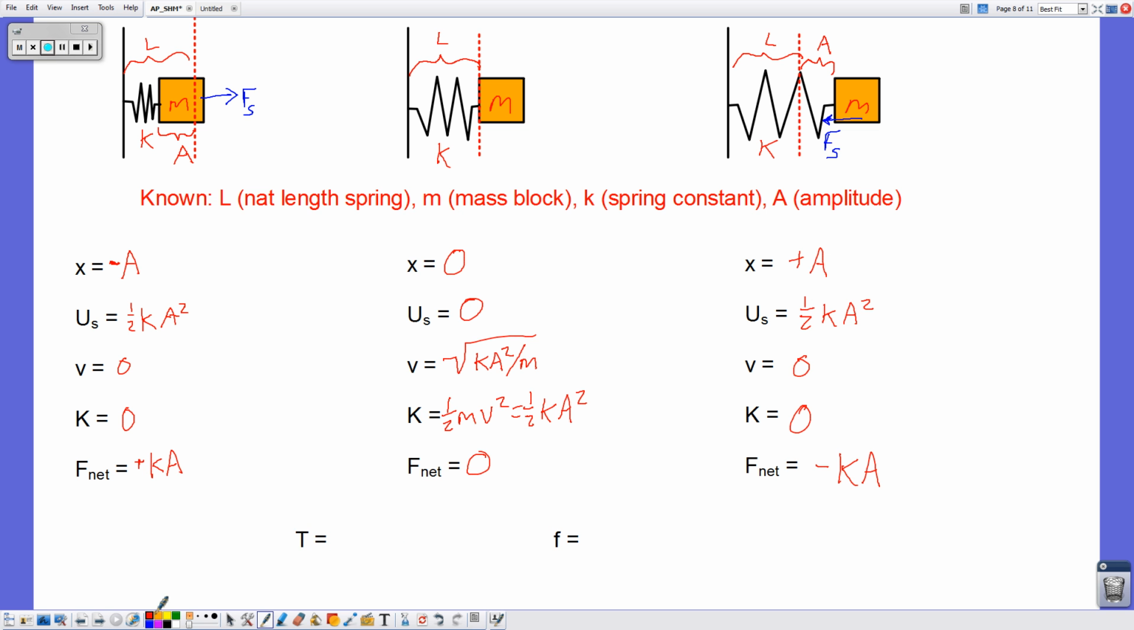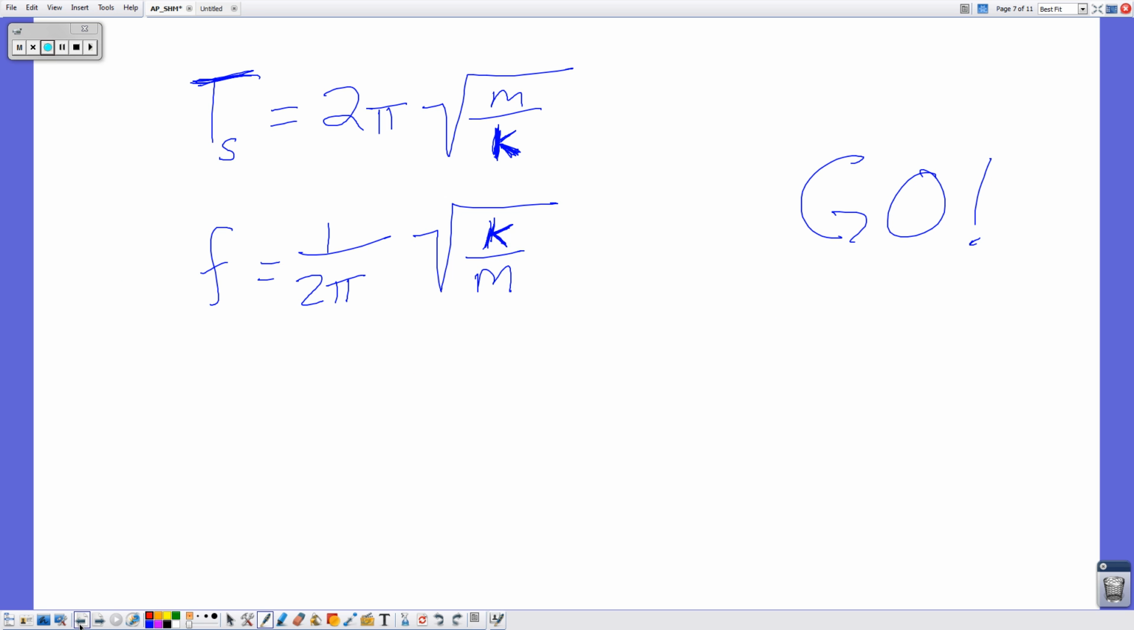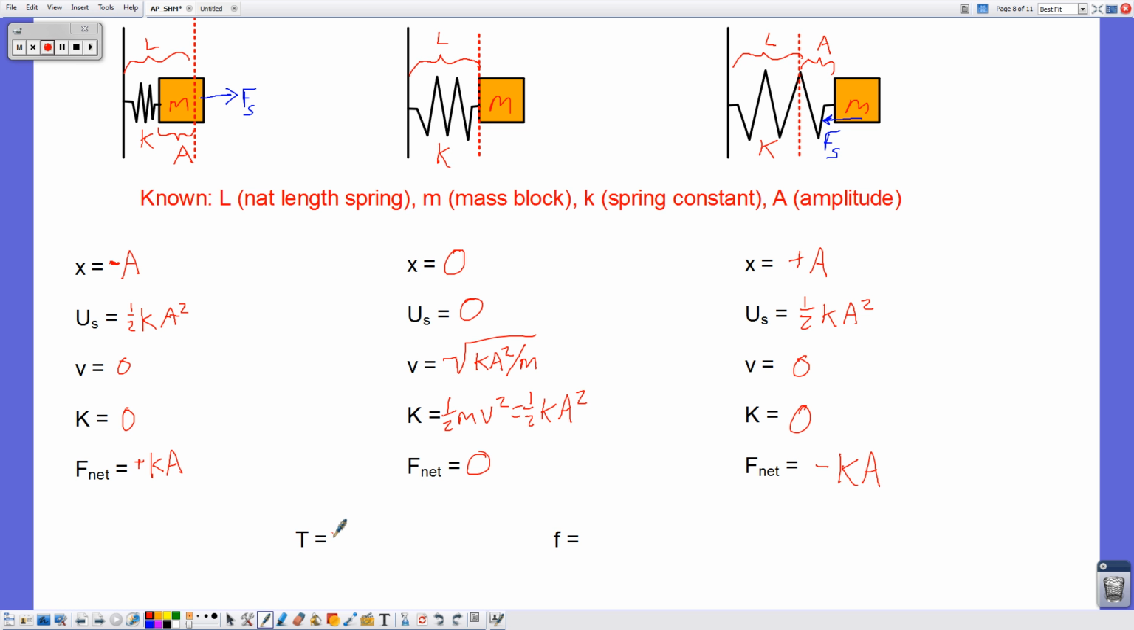All right, period and frequency. Well, let's see. Period is going to be 2 pi times the square root of m over k. Do you know how to solve for the period? Okay. Done. Frequency, I just remember that it's the upside down version. If you have a better memory device to remember that, feel free to use it instead.